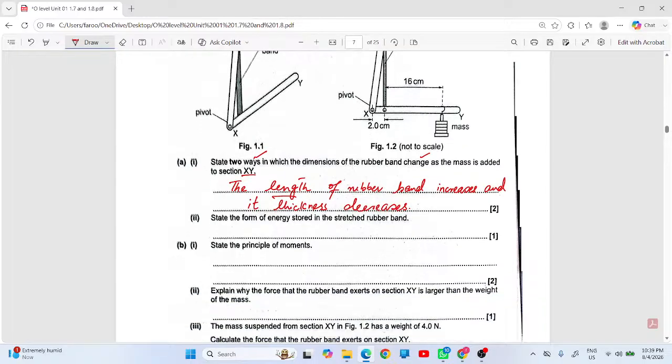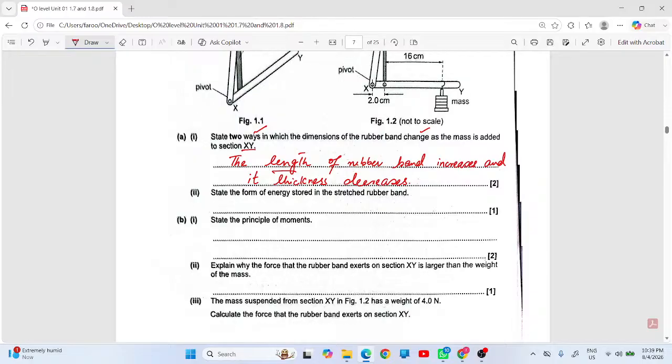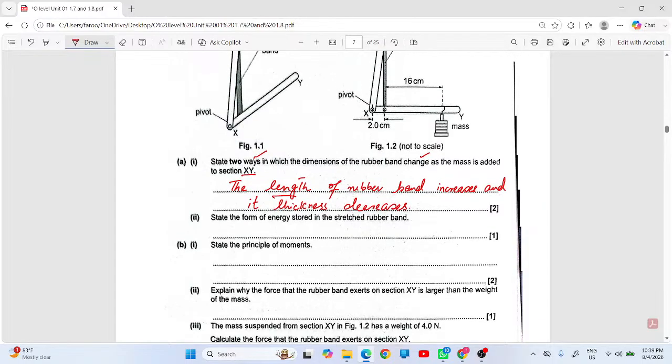Next, state the form of energy stored in a stretched rubber band. Elastic potential energy.